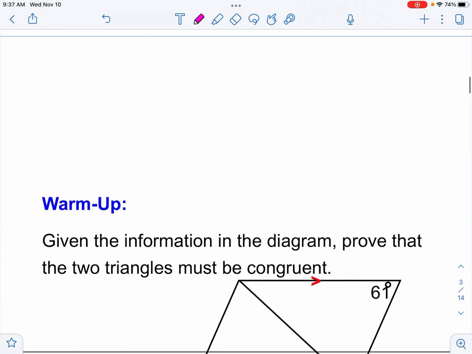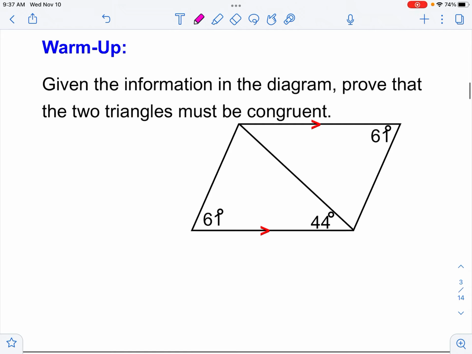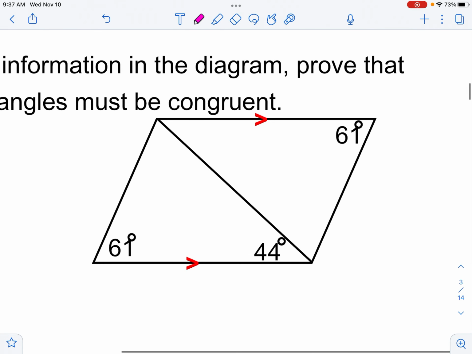Okay. We have another warm-up here. Go ahead and pause the video and try that one. All right, let's see how you did. It says, given the information in the diagram, prove that the 2 triangles must be congruent. So let's see if they are. In order for 2 triangles to be congruent, they have to be congruent by side-side-side, side-angle-side, angle-side-angle, or angle-angle-side. So let's see what we have here. We know that this angle is congruent to this angle. They're both 61 degrees. So far I have 1 set of angles.